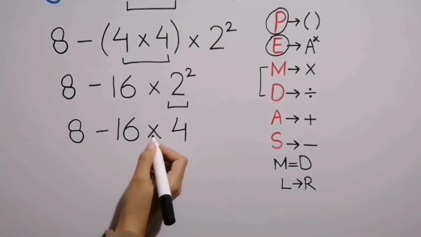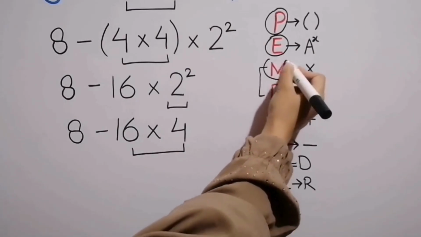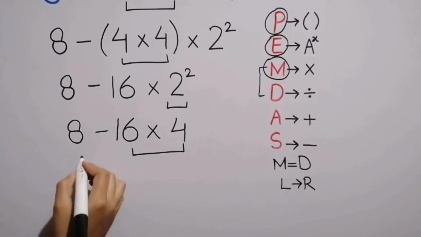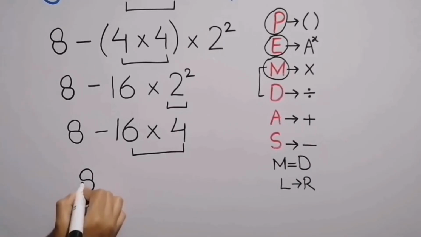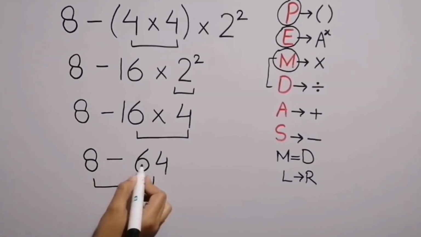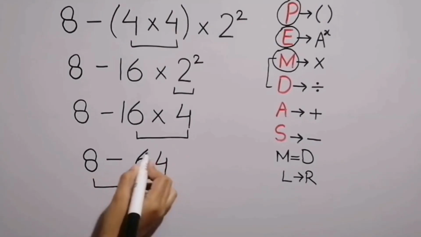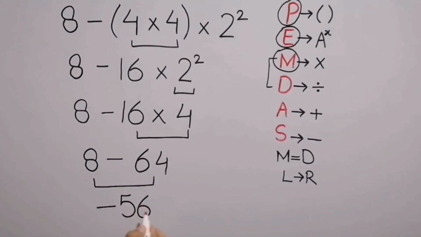We perform the multiplication between 16 and 4 because multiplication comes before subtraction. And simplify this expression to 8 minus 16 times 4 equals 64. Finally, 8 minus 64 gives us 56. As there is a negative sign with a greater value, the answer becomes negative 56. This is the final answer to this expression.